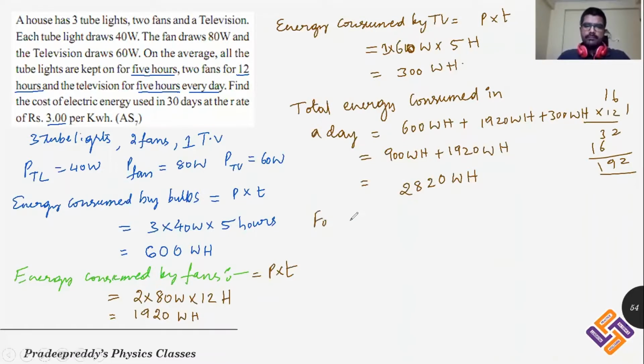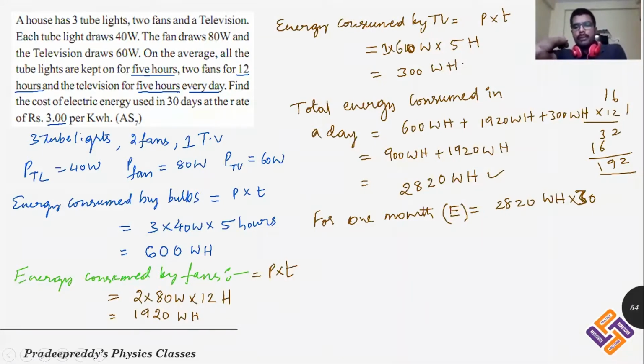For 1 month, energy consumed will be equal to 2820 watt hour into 30 days. For 1 day, it is this much amount of energy consumed, and for 30 days you should multiply it with 30. So this gives you 84600 watt hour.